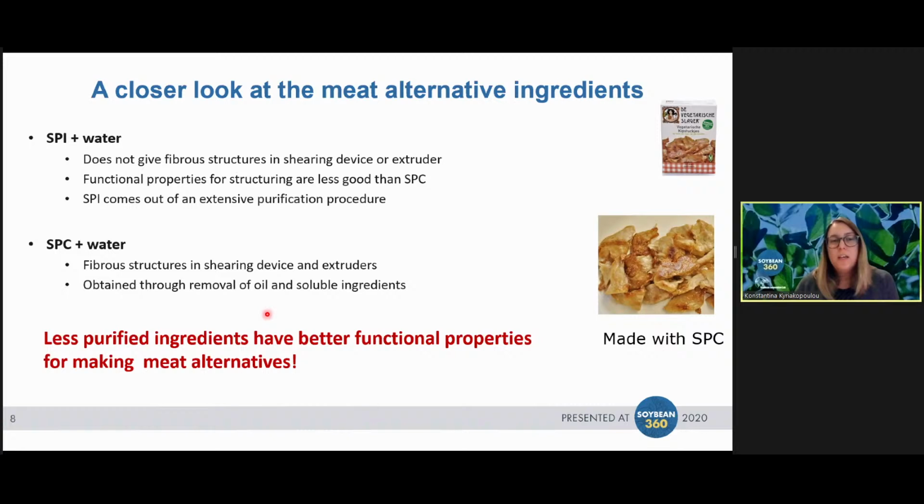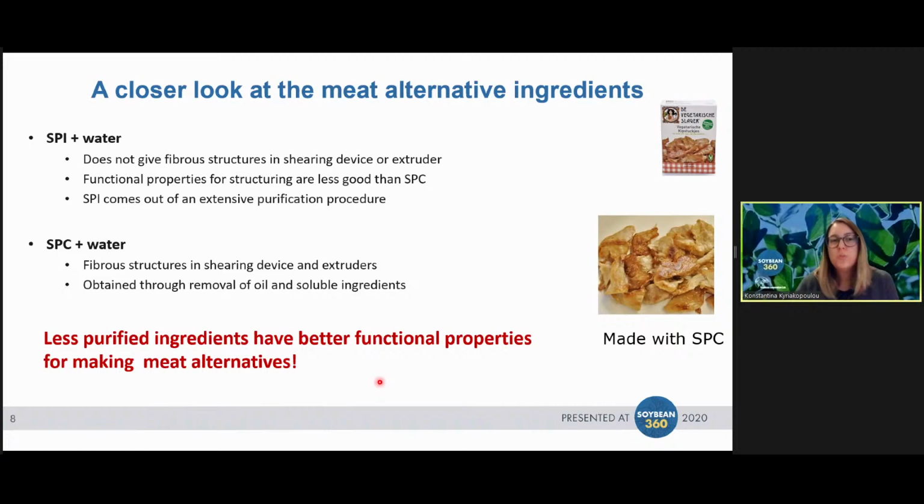And these are only produced by removing oil and some soluble ingredients. So this brings us to the conclusion that less purified ingredients are more suited for meat alternatives.